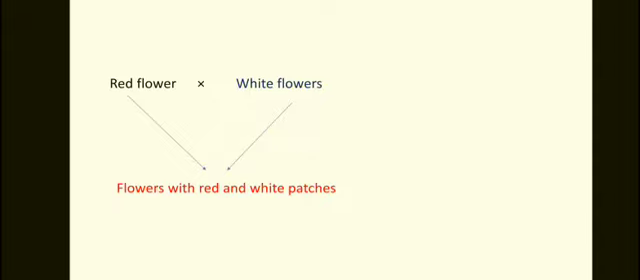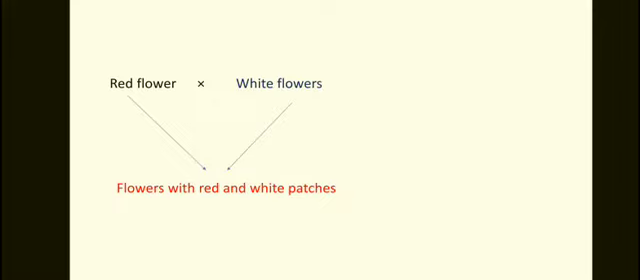A red flowered plant is crossed with a white flowered plant. Therefore, there is codominance when the offspring displays flowers with red and white patches. In this cross, you've got the red flower plant and the white flower plant, and the offspring has patches with red and white.